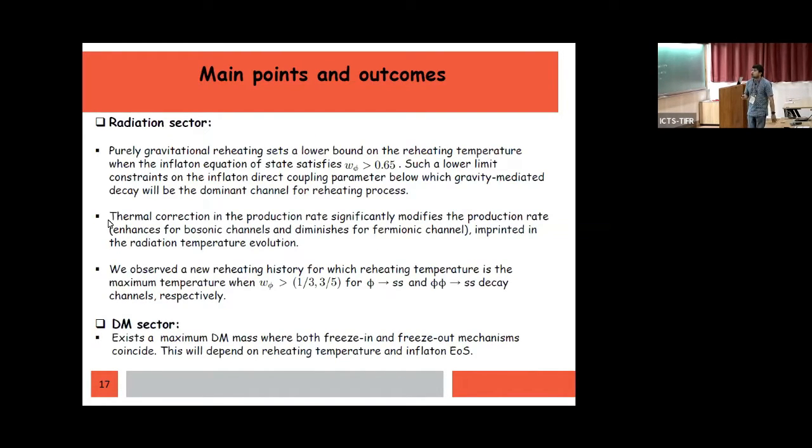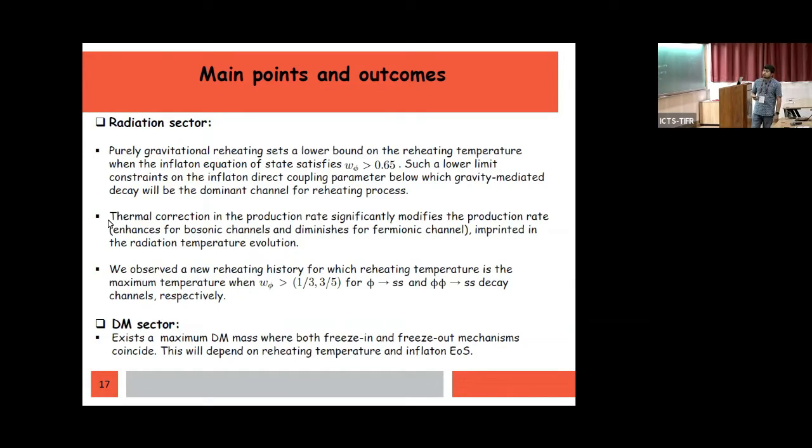So let's talk about the main points and outcomes. Purely gravitational reheating sets a lower bound on the reheating temperature, and also sets the lower limit on the direct coupling parameter, above which we have coupling domination. The thermal correction significantly modifies the production rate. And the reheating temperature can be the maximum temperature, so the initial temperature is not the maximum one; the reheating temperature can be.